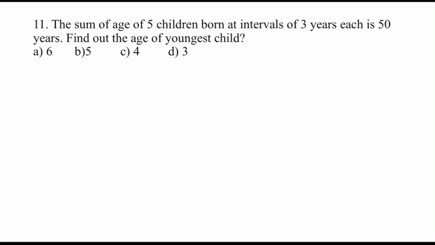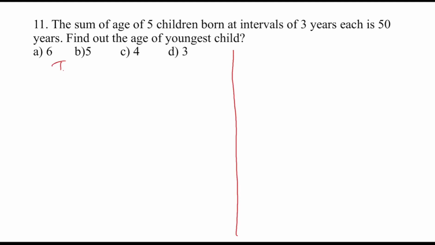Next problem. The sum of ages of 5 children born at intervals of 3 years each is 50 years. Find out the age of the youngest child. So this problem we will do with both the traditional method and the shortcut method.